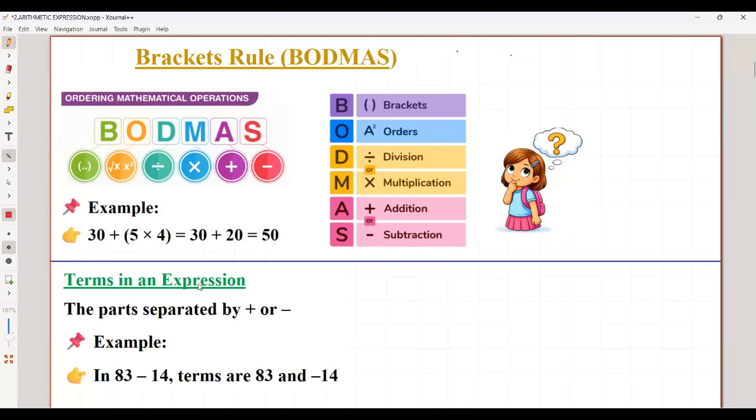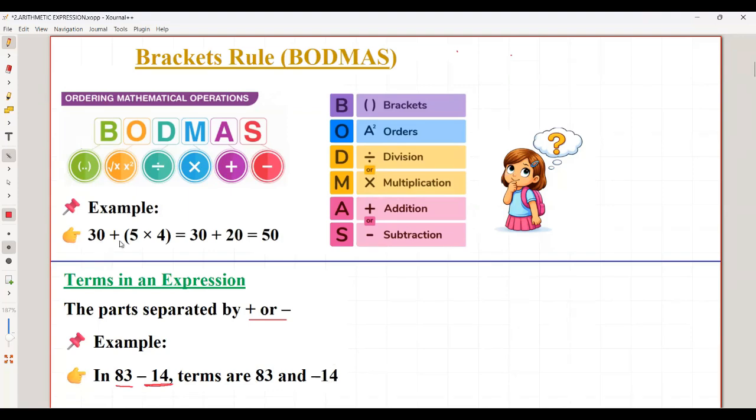Next one is terms in an expression. If they are giving any expression, how do you identify how many terms it has? The terms are separated by plus or minus. For example, here 83 minus 14. How many terms does it have? We have only two terms. 83 is one term and minus 14 is another term.